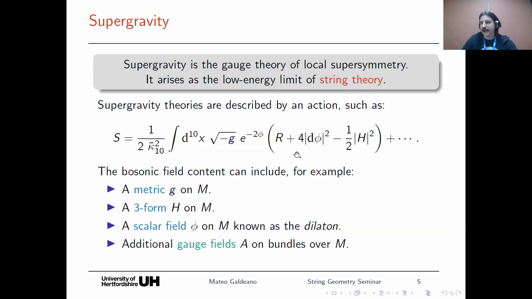And here's an example of a supergravity action, that you can think of as a generalization of the Einstein-Hilbert action, right? Instead of just the Ricci scalar, you have some other terms. And what happens in supergravity is that your bosonic field content has some extra things. Not only do you have a metric, but you can have, for example, a three-form H. This is three-form flux. You can have a scalar field known as the dilaton. In our case, because it is a heterotic setting, we'll also have some additional gauge fields on some bundles over our manifold.